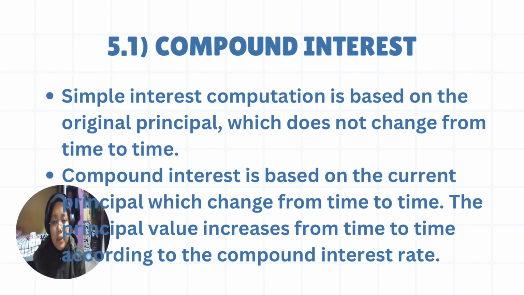Unlike simple interest, compound interest needs you to pay, for example, 100 ringgit for the first month, but it doesn't mean you have to pay 100 ringgit for the second month. Maybe you have to pay 200 ringgit or maybe more than that for the second month, and it will increase for the third month, fourth month, and so on.